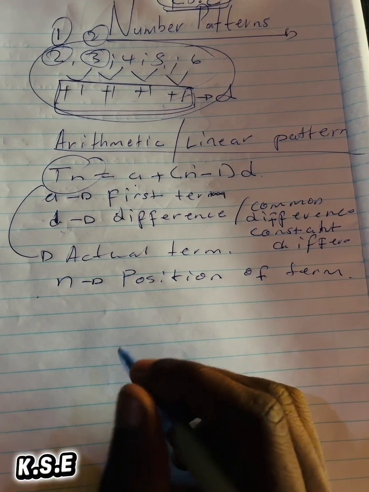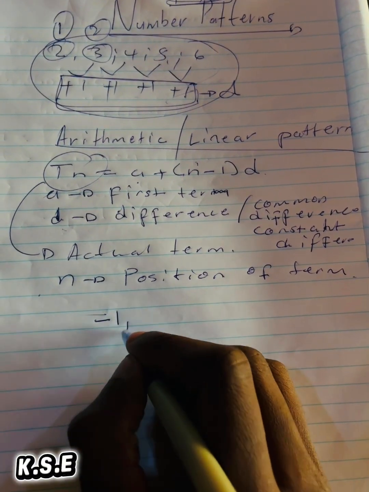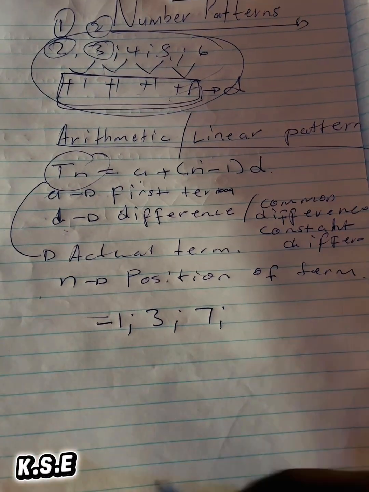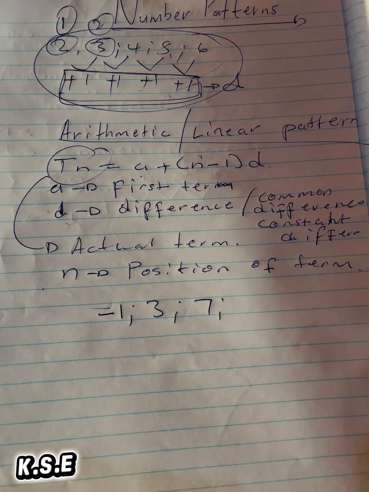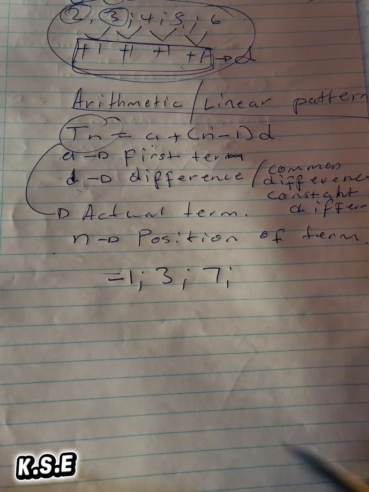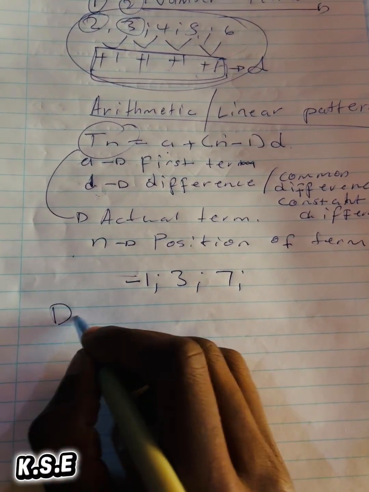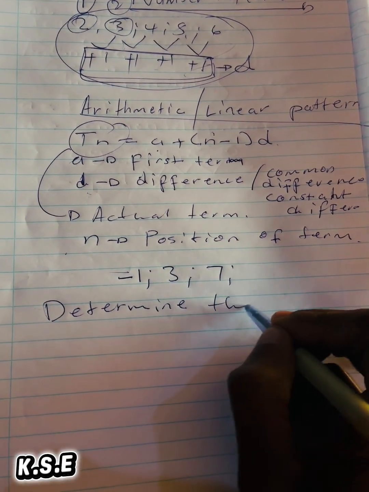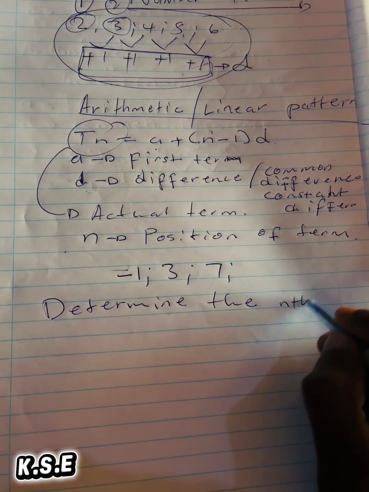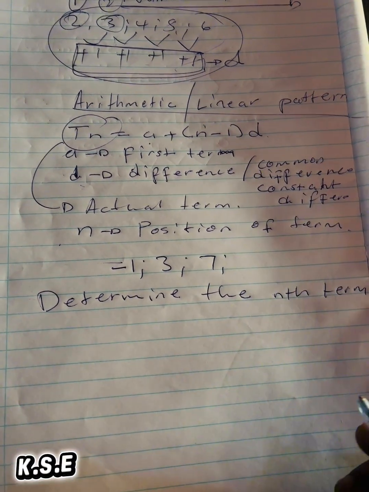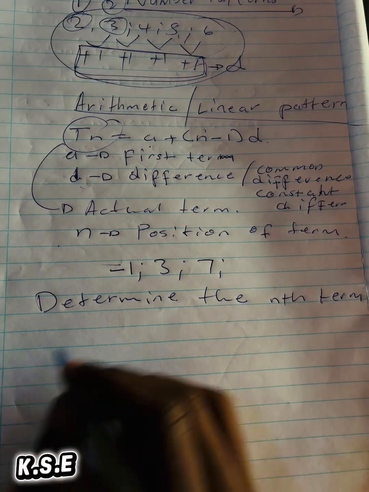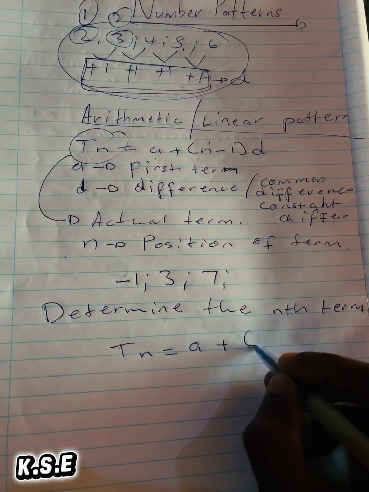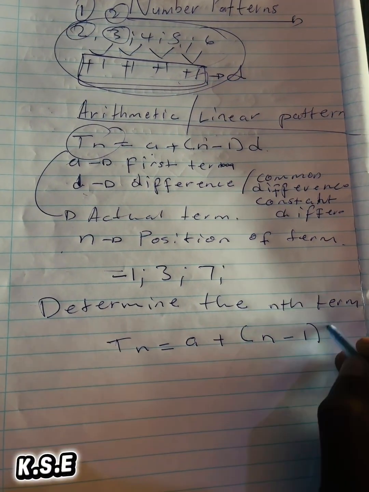Let's take this pattern: -1, 3, 7. Then they say we should determine the general solution, or the nth term. So you're going to write: determine the nth term. How are we going to determine the nth term? We're going to say Tn is equal to a plus open bracket n minus 1 close bracket d.